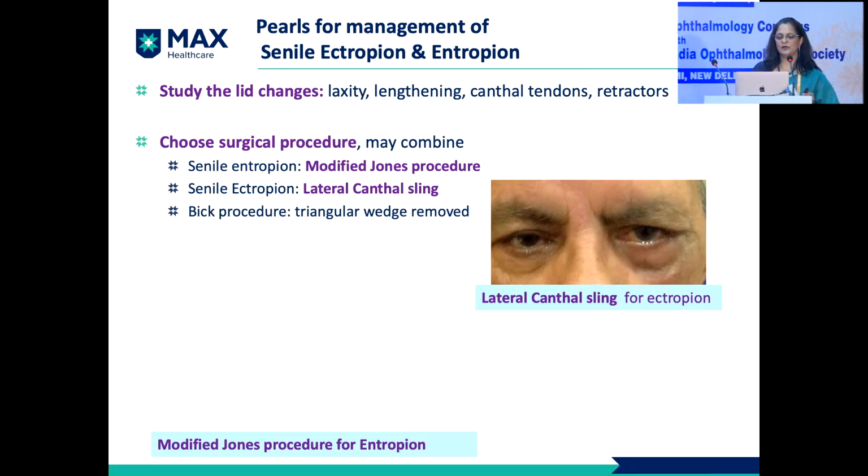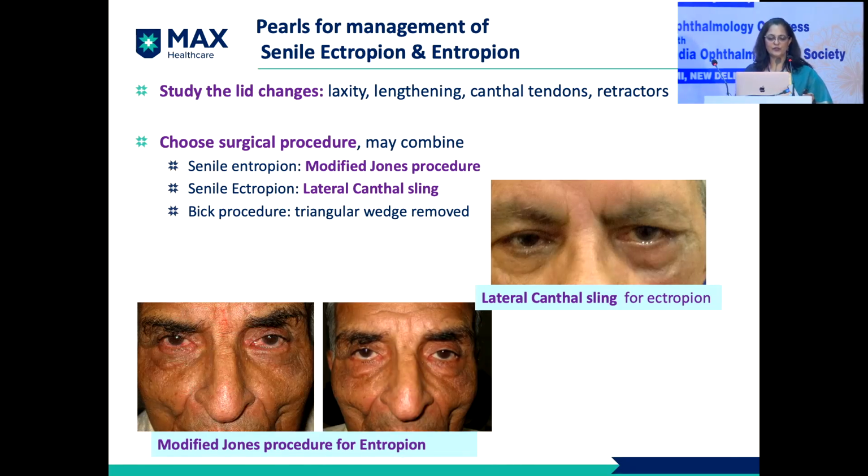You have to study the lid changes, note the amount of laxity and lengthening, look at the state of the canthal tendons and the retractors. You can choose any surgical procedure, you can combine them. The modified Jones works very well for entropion. Sometimes you need to remove a triangular wedge as well, or combine it with a lateral canthal sling.